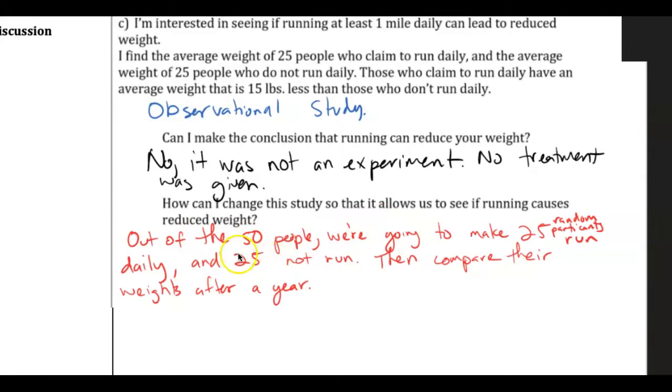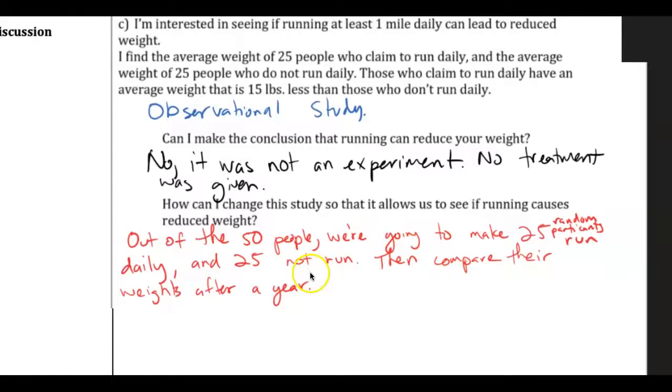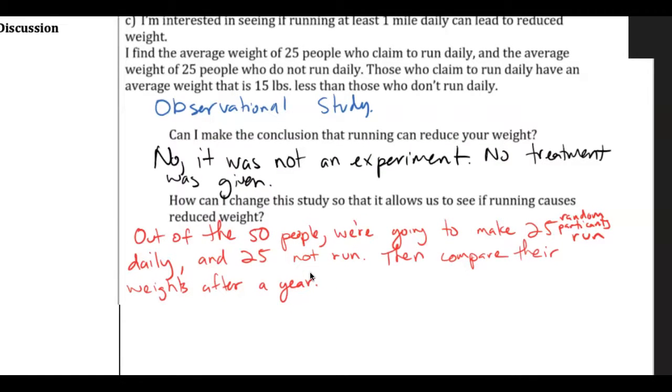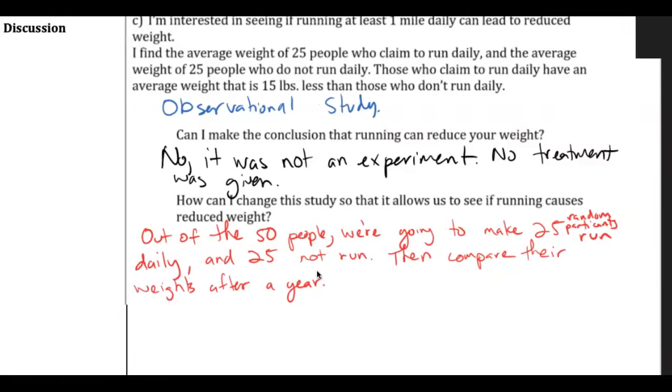And in order to change the study, in a case like this, out of the 50 people, you're going to make 25 random participants run daily and 25 not run. You break them up into groups. And so in this case, the treatment would be that one group runs and the other one does not. And then you compare the weights after a year to see if running actually helps. And then we may be able to draw a conclusion, say running does reduce weight.